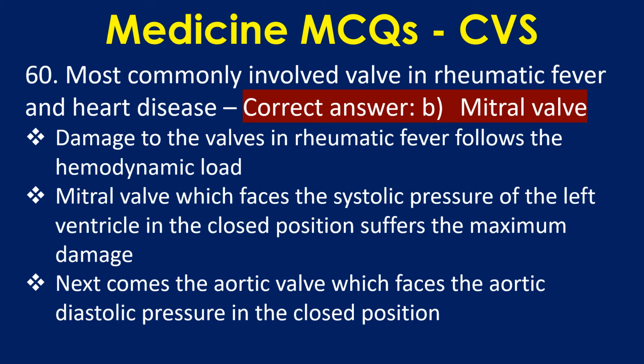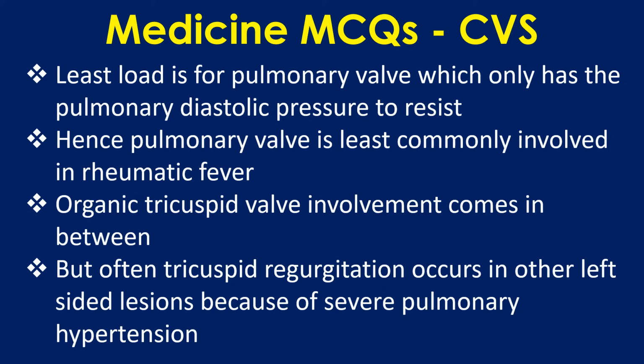Next comes the aortic valve, which faces the aortic diastolic pressure in the closed position. Least load is for pulmonary valve, which only has the pulmonary diastolic pressure to resist. Hence, pulmonary valve is least commonly involved in rheumatic fever. Organic tricuspid valve involvement comes in between, but often tricuspid regurgitation occurs in other left-sided lesions because of severe pulmonary hypertension.